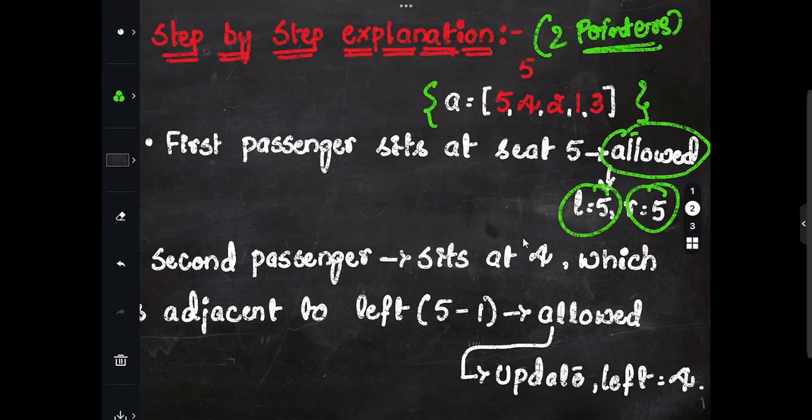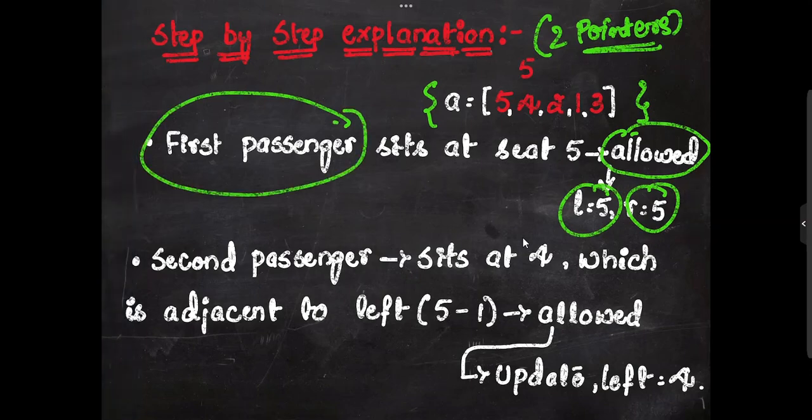Right, we are done with the first passenger. L equals 5, R equals 5 because this is of length 5. I hope this part is completely clear. Then next, let's come to the second passenger here. Second passenger sits at 4.